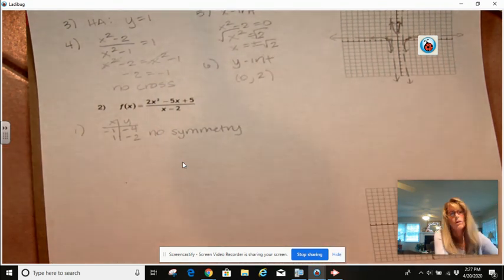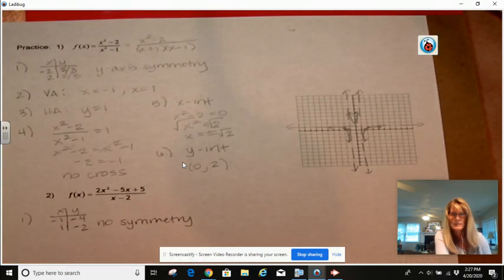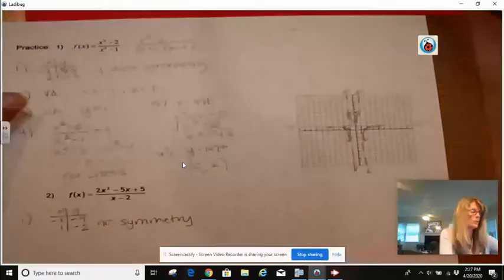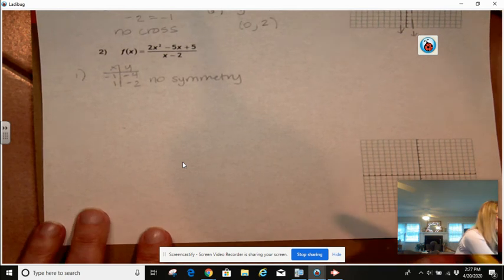That's going to happen more often than not. It's pretty rare to get symmetry. We could see from the first example we did in fact get the y-axis symmetry from an even function, but more often you're going to get no symmetry.